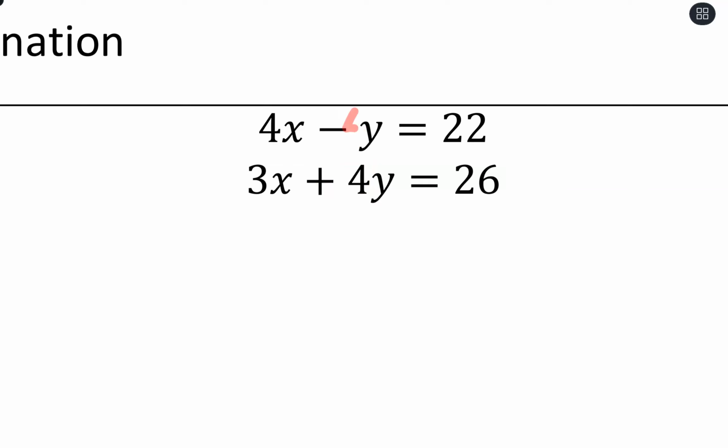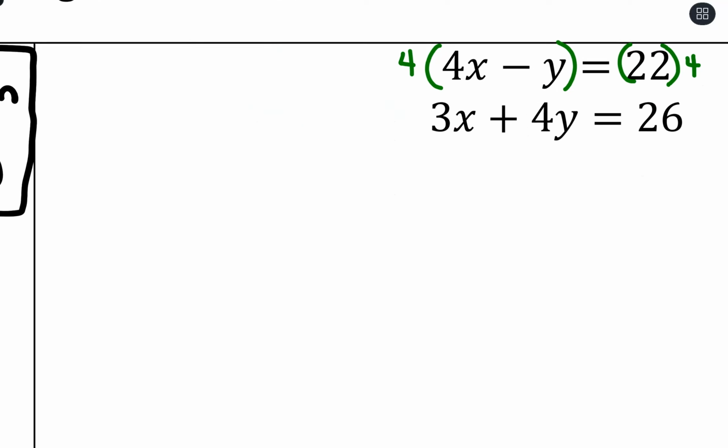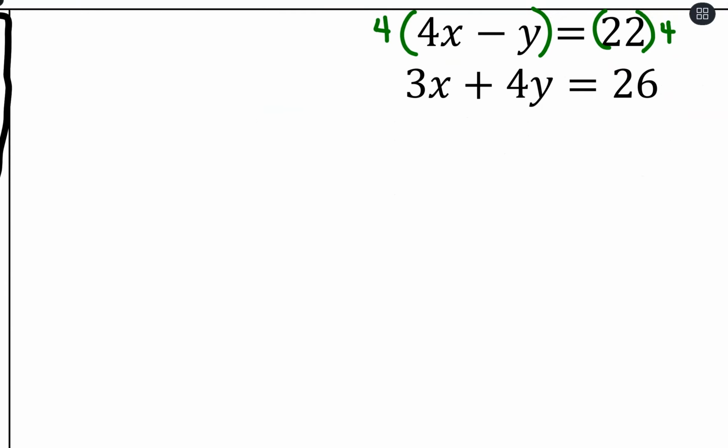To do that, I need to multiply by 4, but we can't just multiply y by 4, we have to multiply everything by 4. So what we're going to do is multiply both sides of that first equation by 4 to get our new equation. So let's go ahead and move that down here. On the left-hand side, that 4 is going to distribute. So we're going to have 16x minus 4y is equal to 88. And just be so careful that absolutely everything gets multiplied by 4.